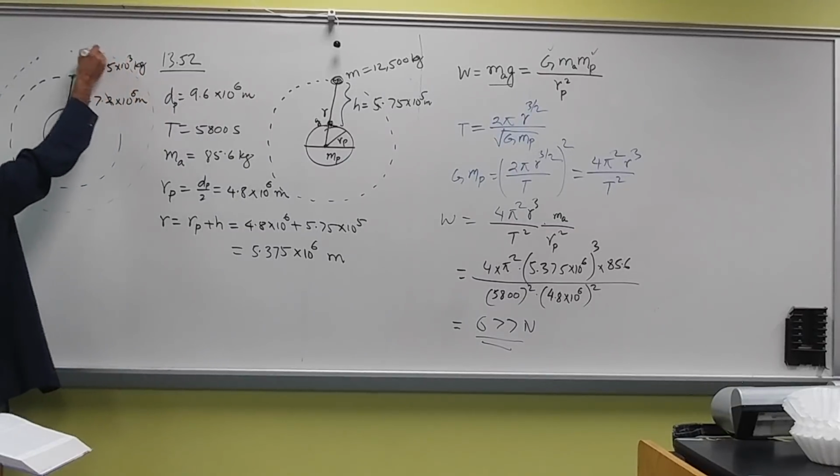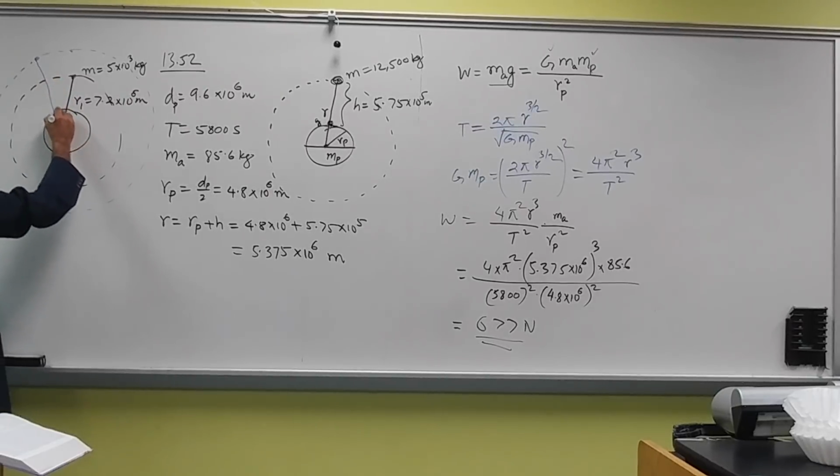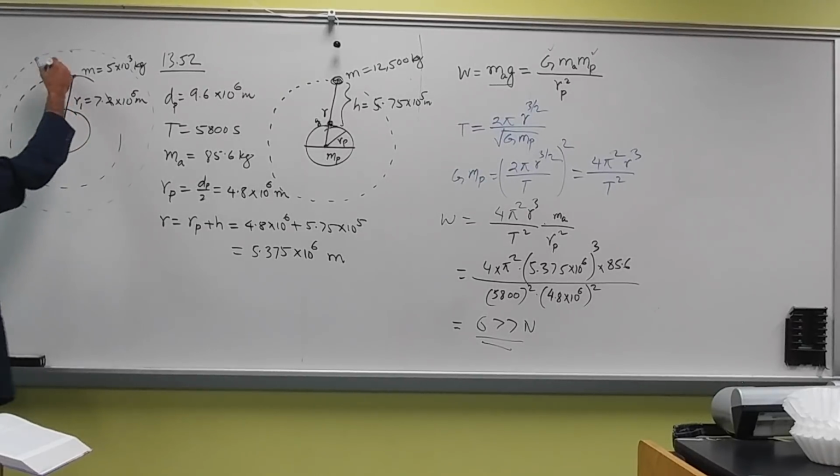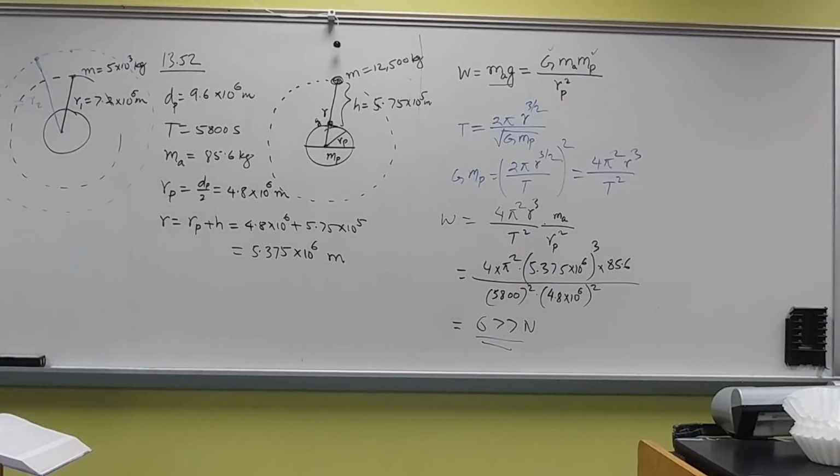Now this rocket goes to a radius, I call it R2, which is equal to 8.8 times 10 to the 6 meter. This is my new R2. The mass is the same, it fires here.